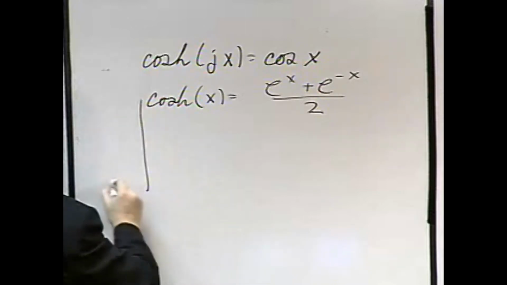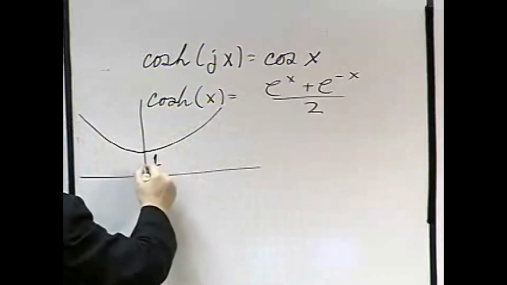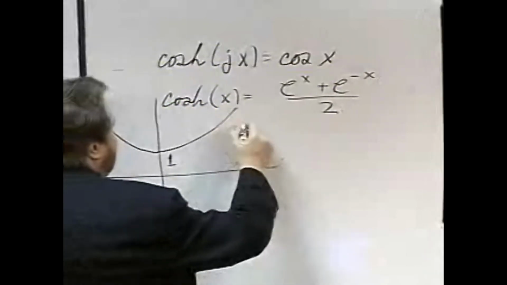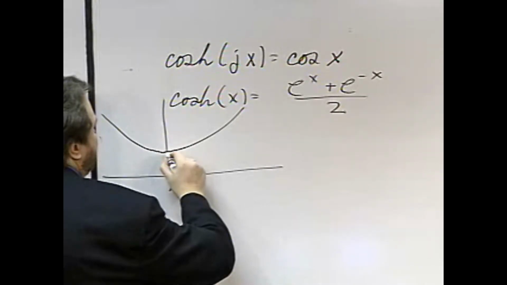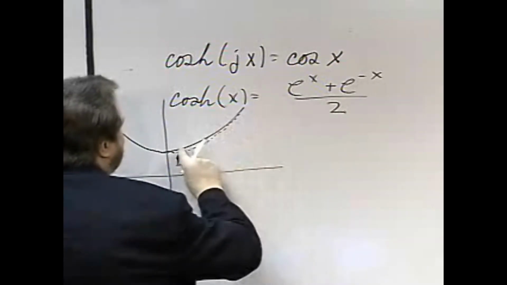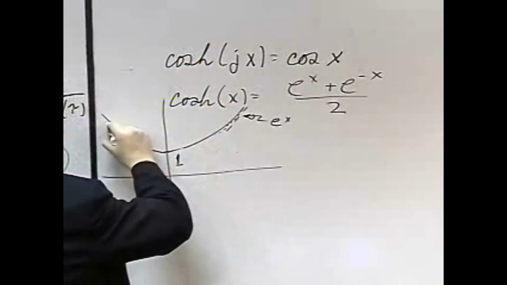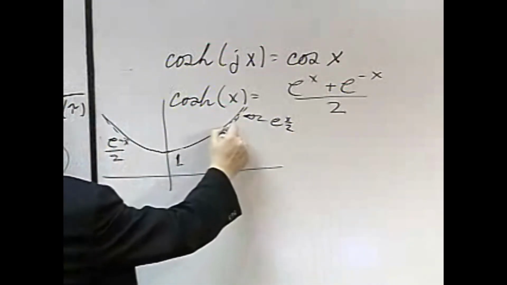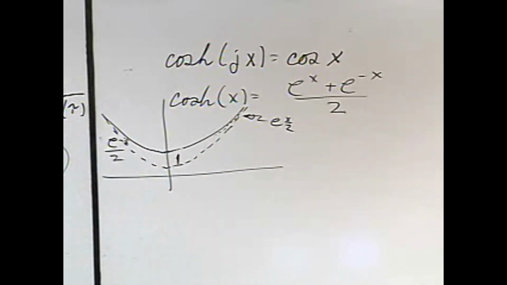So if we look at the actual cosh, you notice it's an even function. It has a value of 1 at the origin, and it goes up here and here. Asymptotically, it approaches an e to the x over 2, and over here it approaches an e to the minus x over 2, I guess. It would go down like this. So that's what a hyperbolic cosine is equal to.